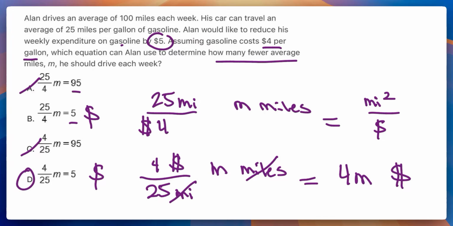This one will end up being answer choice D, because you need to figure out the cost per mile so that you can multiply by the miles. You're not looking for miles per dollar, right? And so just getting that in the right order will get you to the correct answer choice for this one.